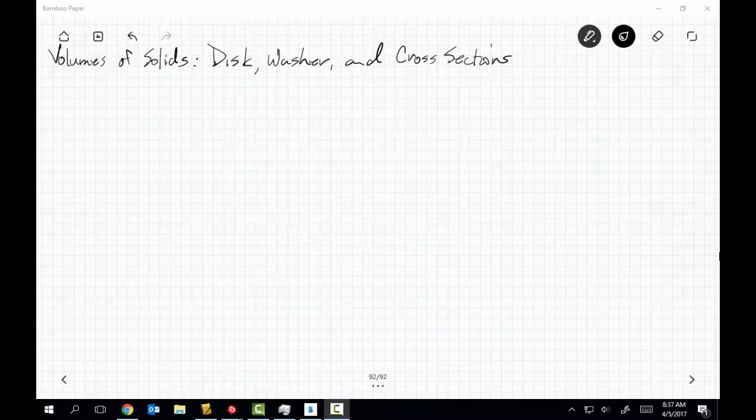Today we're going to talk about another application of the definite integral, which is volumes of solids. So we already talked about the area. I'm gonna keep this one simple today. We're going to deal with the square root of x.